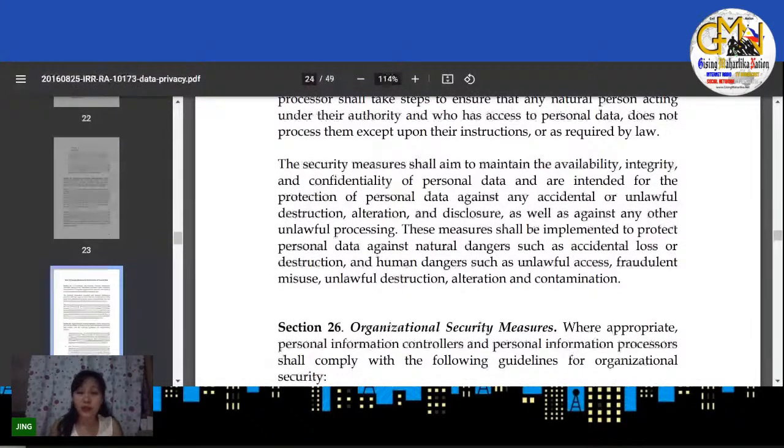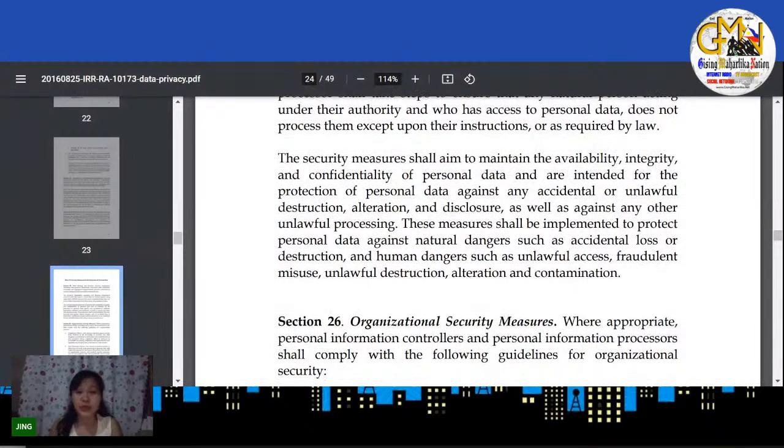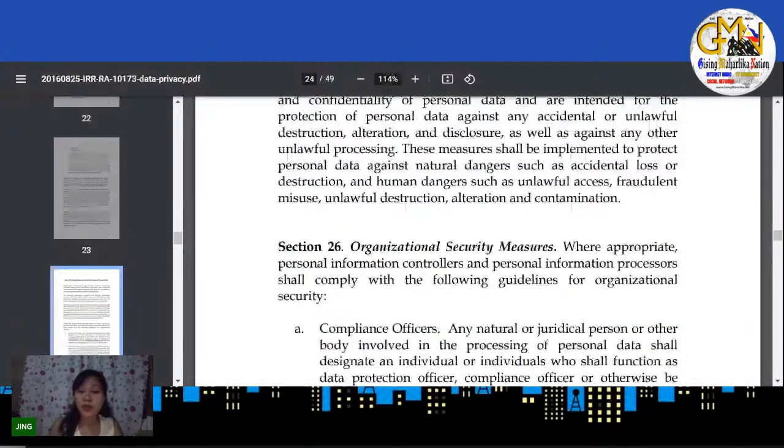are intended for the protection of personal data against any accidental or unlawful destruction, alteration, and disclosure, as well as against any other unlawful processing. These measures shall be implemented to protect personal data against natural dangers such as accidental loss or destruction, and human dangers such as unlawful access, fraudulent misuse, unlawful destruction, alteration, and contamination.